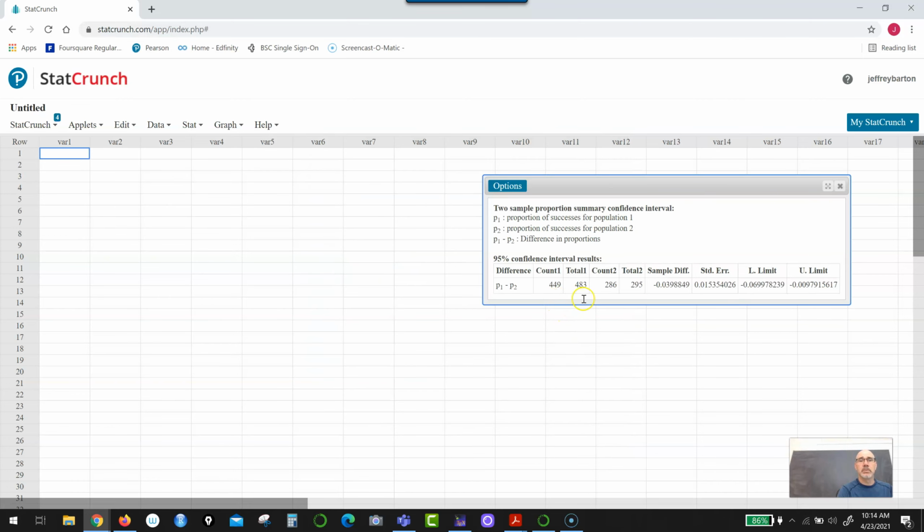And we get the summary of what we entered for our data. Sample difference minus 0.04, the standard error, that's the 0.015, the square root portion of the interval. And then the lower limit, if you round, you get minus 0.07 and a minus 0.01, right? So that matches the confidence interval we did by hand with a calculator.